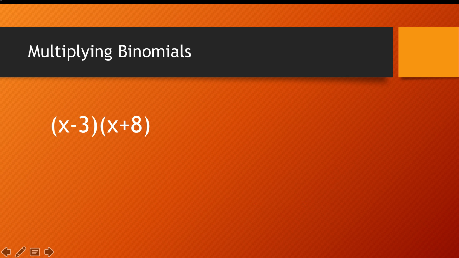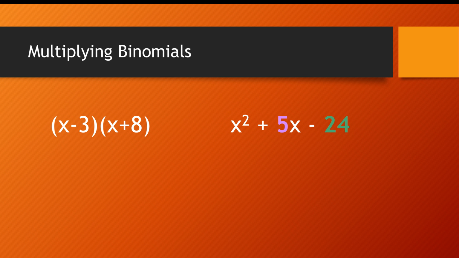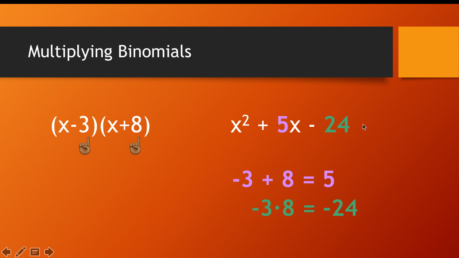We'll see another example, and I'll go through it a little more quickly. So we distribute out here, we get x squared plus 8x minus 3x minus 24. We combine like terms, and we get x squared plus 5x minus 24. And let's see if the same pattern holds true. It does, because if you look at the -3 and the 8, and you add them, you get 5, which is the coefficient of x, and if you multiply them, you get -24, which is the constant we got at the end of this polynomial.